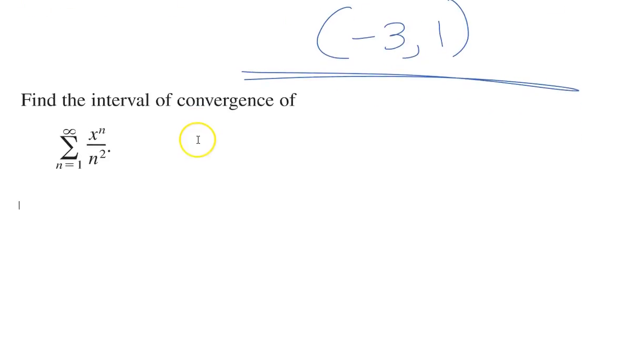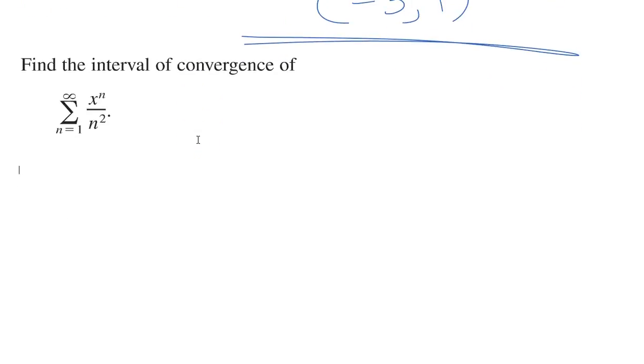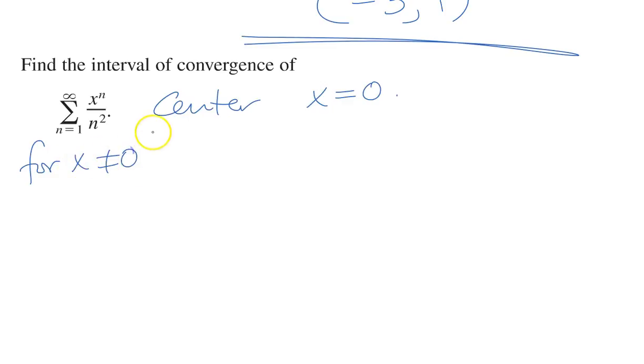Okay. Next one, find the interval of convergence of this. What is the center here? x equals 0. For x not equal to 0, in other words, we're trying to find for what values of x the series converges, right? Let's go ahead and say limit. For x not equal to 0, I'm going to find the limit of the ratio. I'm going to do the ratio test.